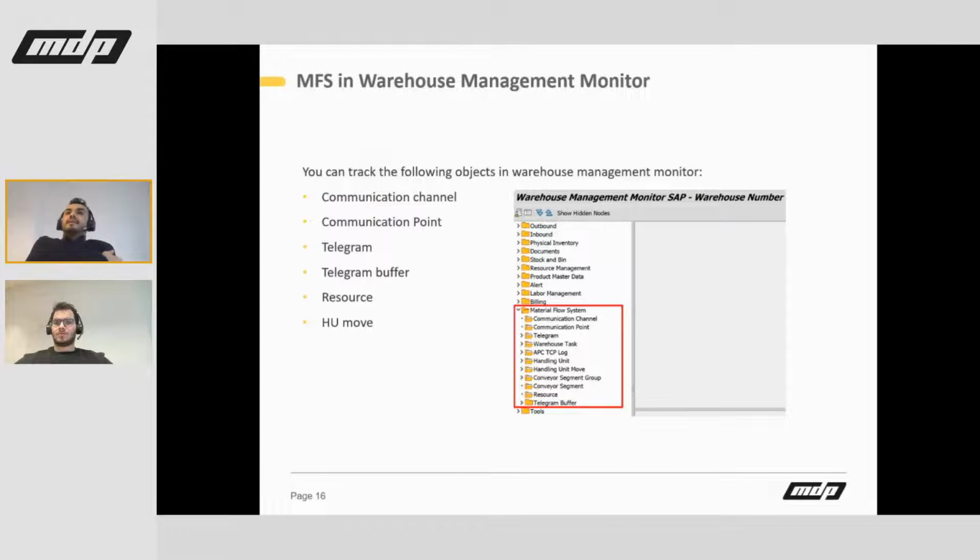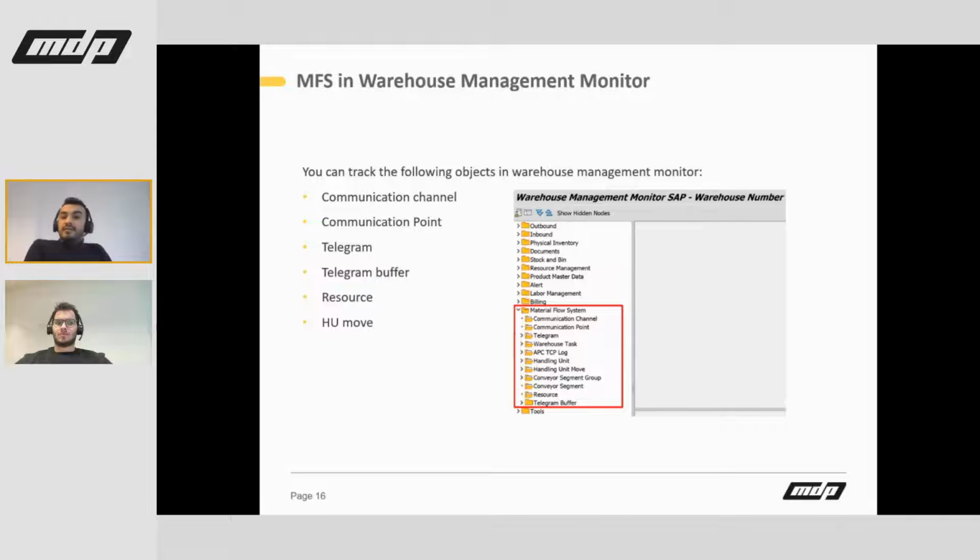In Warehouse Management Monitor, we can track these objects and much more about the material flow system in the material flow system node on the left-hand side of Warehouse Management Monitor. So here, for the communication channels, you can stop, restart, or start individual connections for individual PLCs with the EWM. Also, you can display the list of communication points and their current status.